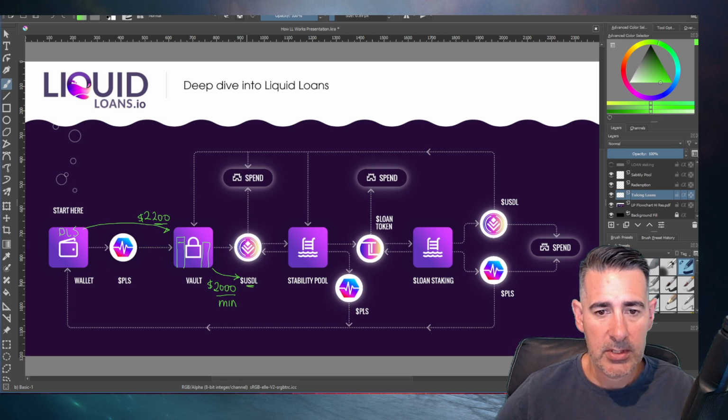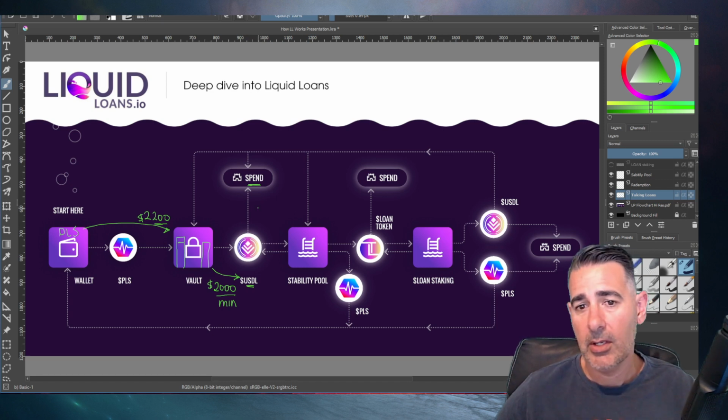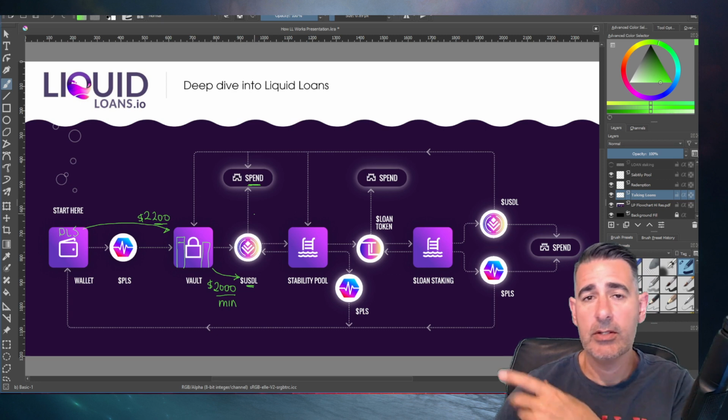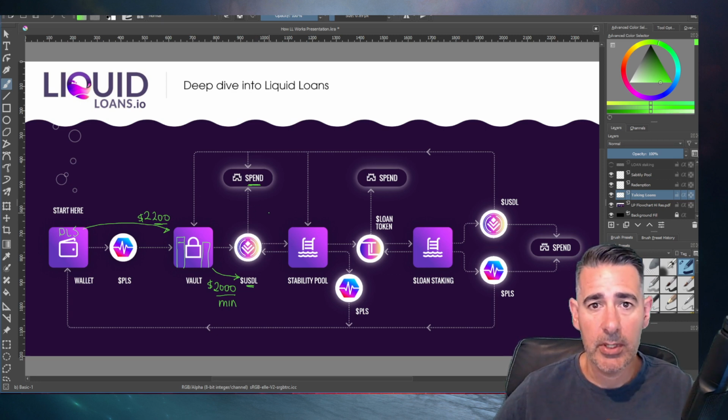Now this USDL, as the little arrow up here suggests, you can go spend that, you can go buy Hex with it. You might need it for a short period and your intention is to pay it back, which is fine. Let's say you've taken out that $2,000, you've done whatever you need to do with it, and then you've decided you want to pay it back.